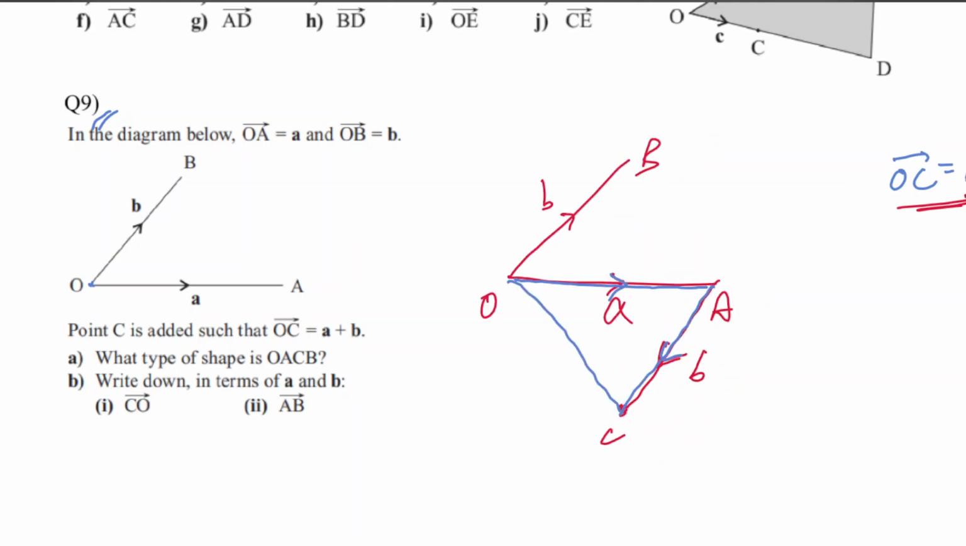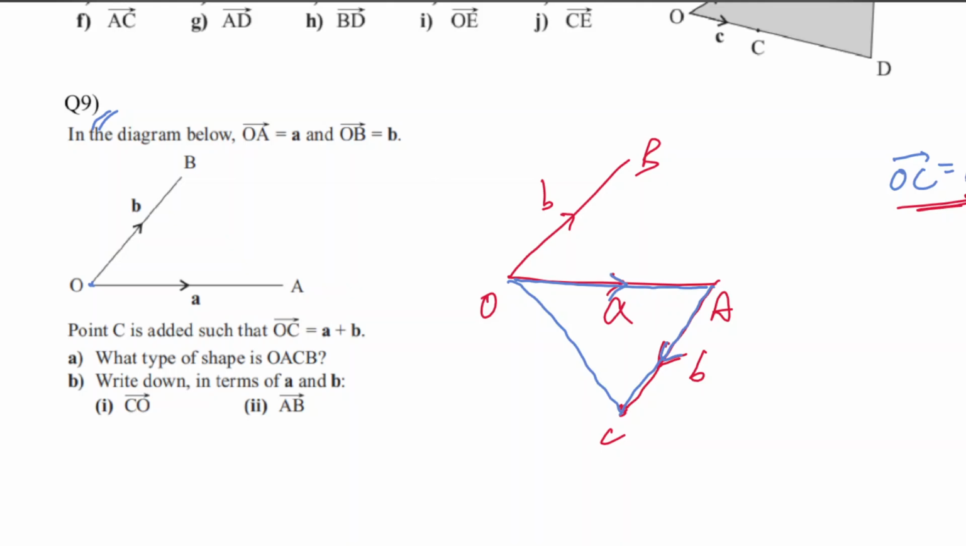So what type of diagram are we drawing actually here? They are giving you the shape OACB. What is the diagram OACB? Actually it's a parallelogram, right? We are drawing it because we are trying to make all the sides parallel. Then only we are getting A plus B. It's a parallelogram. So what is CO?